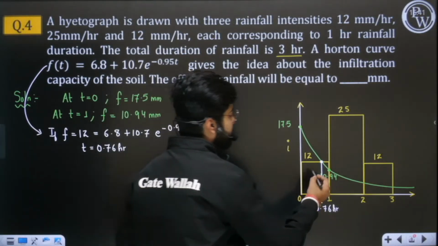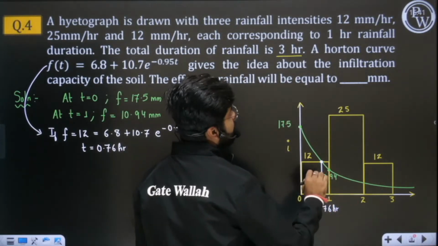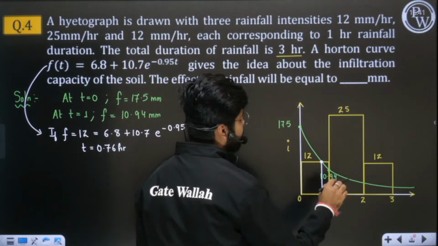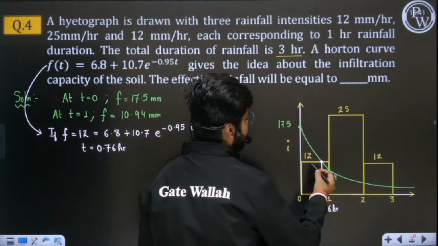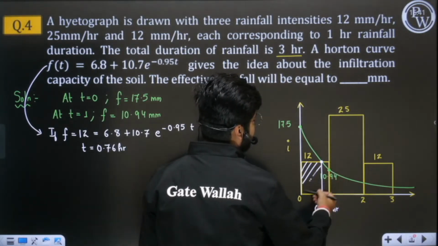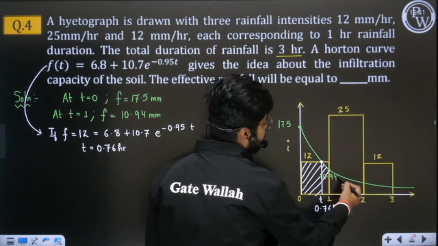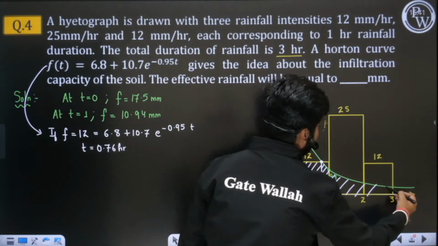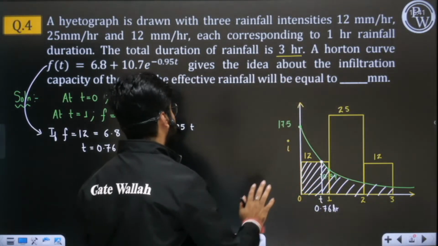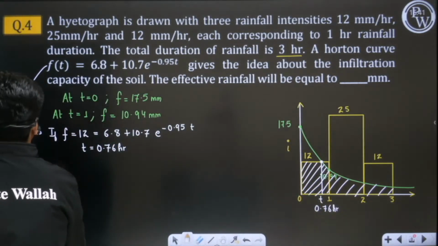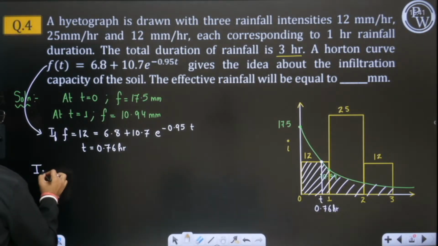Okay, now see what we have to find. Effective rainfall is nothing but total rainfall minus infiltration. So we will find infiltration. This is infiltration up to here and the area under this graph. So first we'll find this area. How will I evaluate total infiltration?